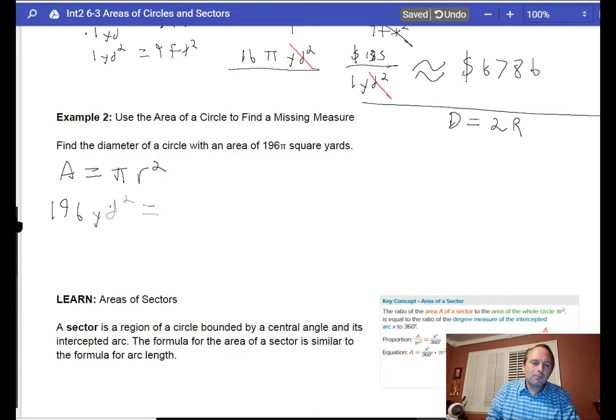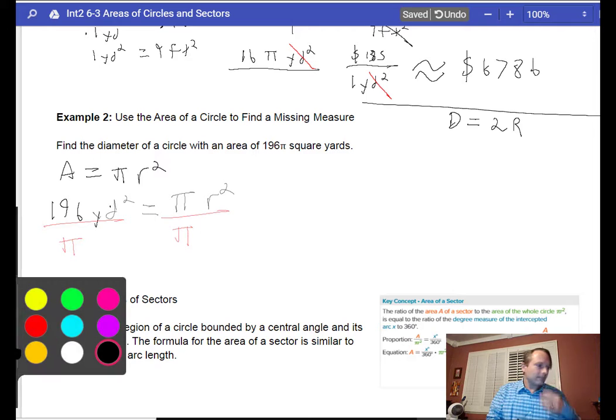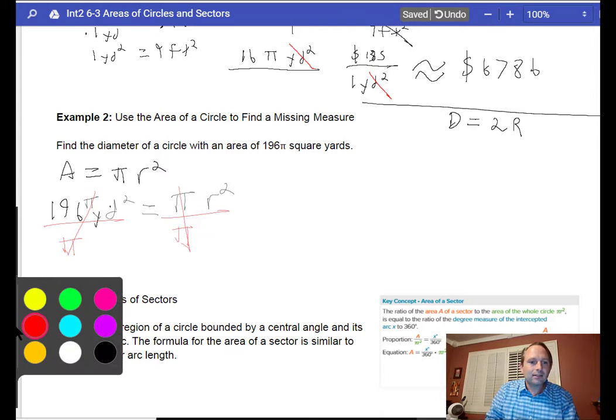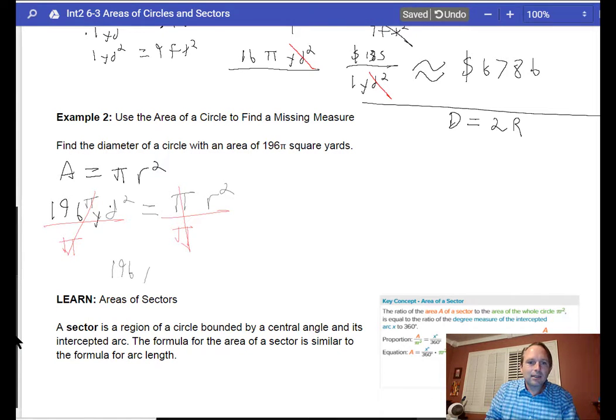and that's equal to pi radius squared. Well, now all I need to do is I need to divide by pi on both sides. Oh, I forgot my pi right here. I have a pi right here, 196 pi yards squared. So pi divided by pi is 1. And I get 196 yards squared is equal to radius squared.